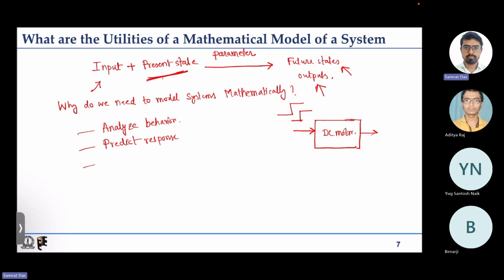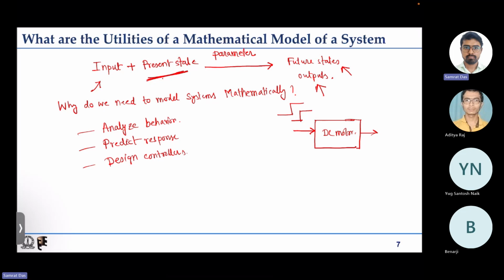So the third utility is to design controllers. Till now we have only understood the behavior, or the prediction of the response, of the system. But we will be able to come up with controllers, with the knowledge of the mathematical model, that will help us apply the kind of inputs that are required to meet the output requirement.